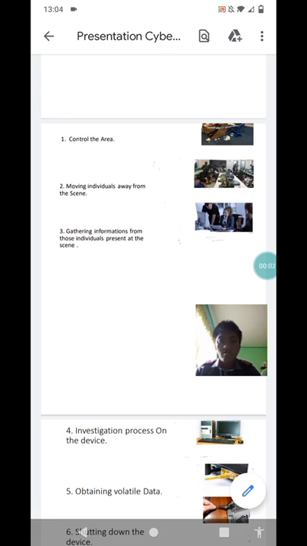PNP and Anti-Cybercrime Group cybercrime procedures. First is controlling the area.